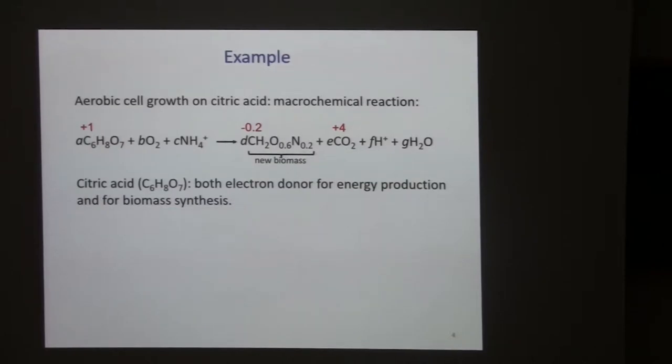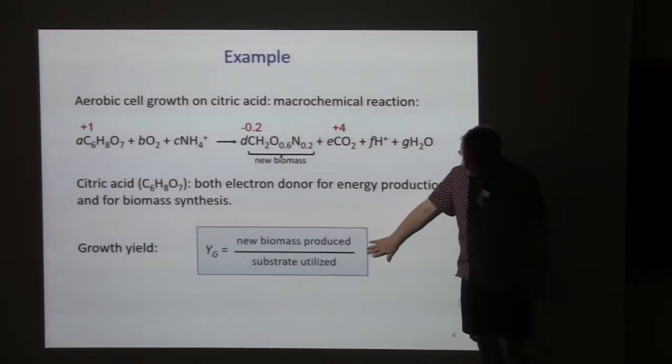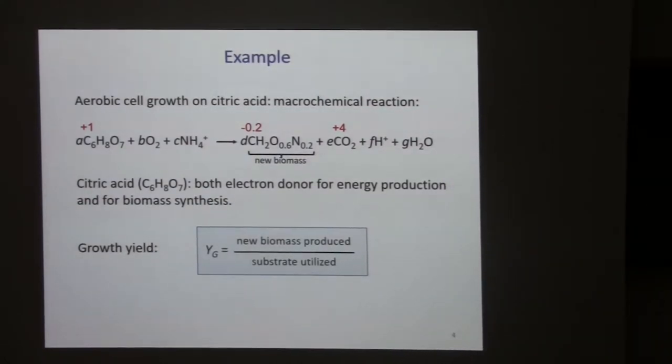Now, for the stoichiometric coefficients A, B, C, D, etc., if you figure out your energy balance, you will figure out what this A, B, C, D, E, F, and G will be. And so we'll see how we can do that. But this is probably one of the central concepts in what I would say geomicrobiology or biogeochemistry. It's the growth yield. That's that fraction.